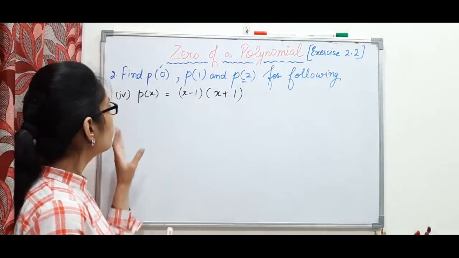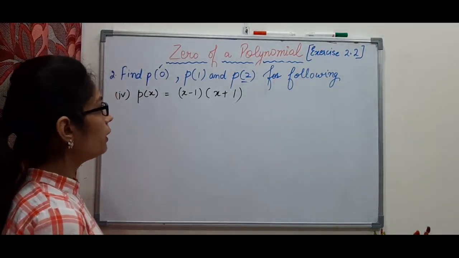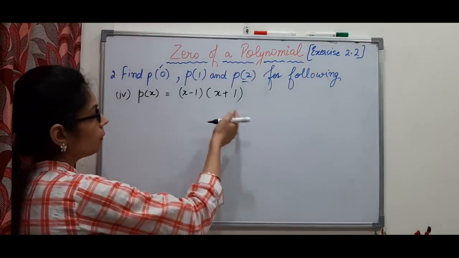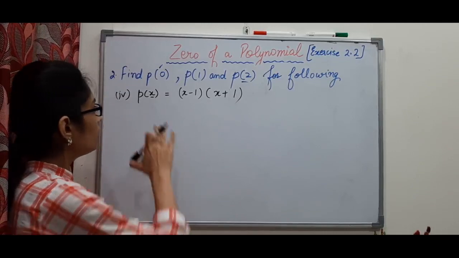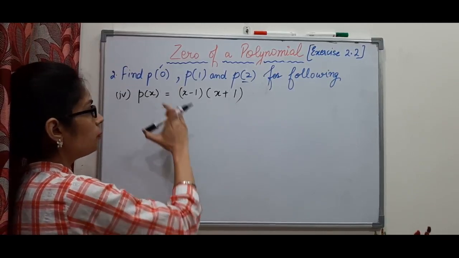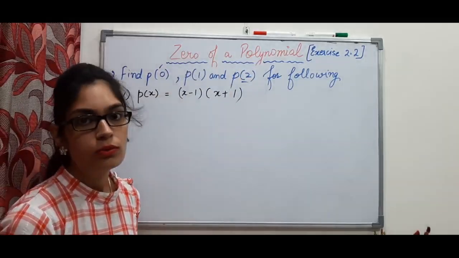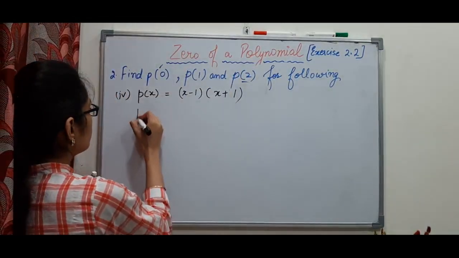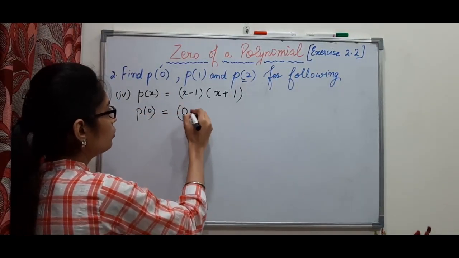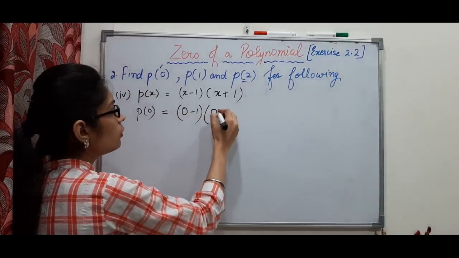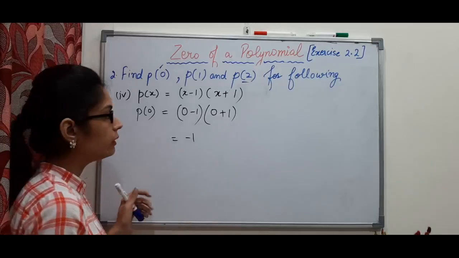So the fourth part of the second question is x minus 1, x plus 1. Now this polynomial is given in x. So wherever you see x, you can just replace that x with 0, 1 and 2. For all three values you have to solve. Now let's start with p0, means in place of x we put 0. Now 0 minus 1, 0 plus 1. So 0 minus 1 will be minus 1.